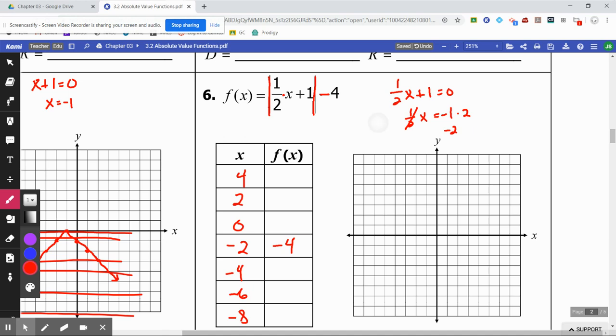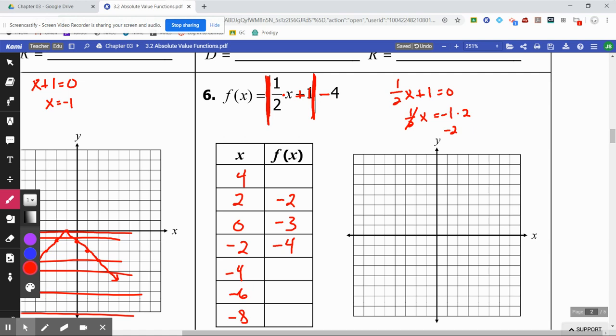When you plug in 0, now we have to do everything on the inside first. When you half it, you get 0. When you add 1, you get 1. The absolute value of 1 is 1. Subtract 4 from that gives you -3. Plug in 2. Half of 2 is 1. 1 plus 1 is 2. Let's take the absolute value of 2. That's 2. When you subtract 4, it gives you -2.